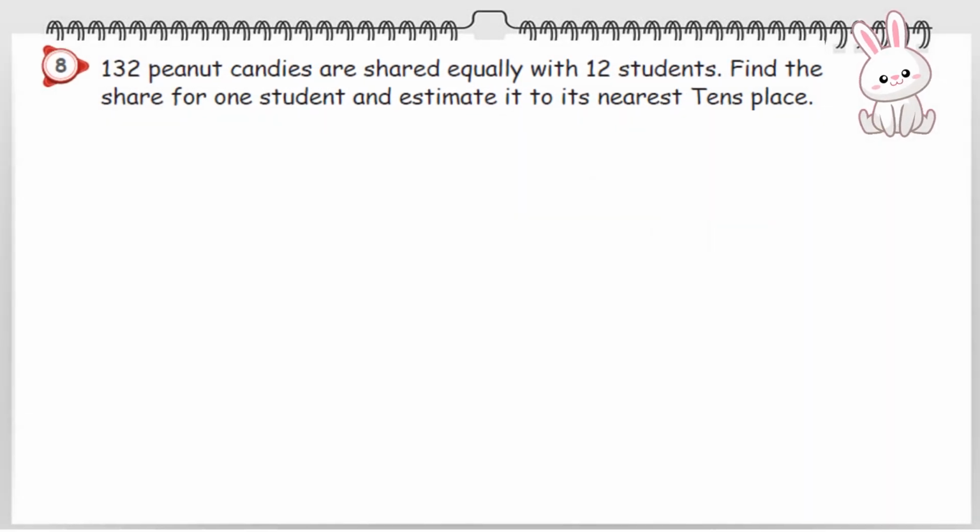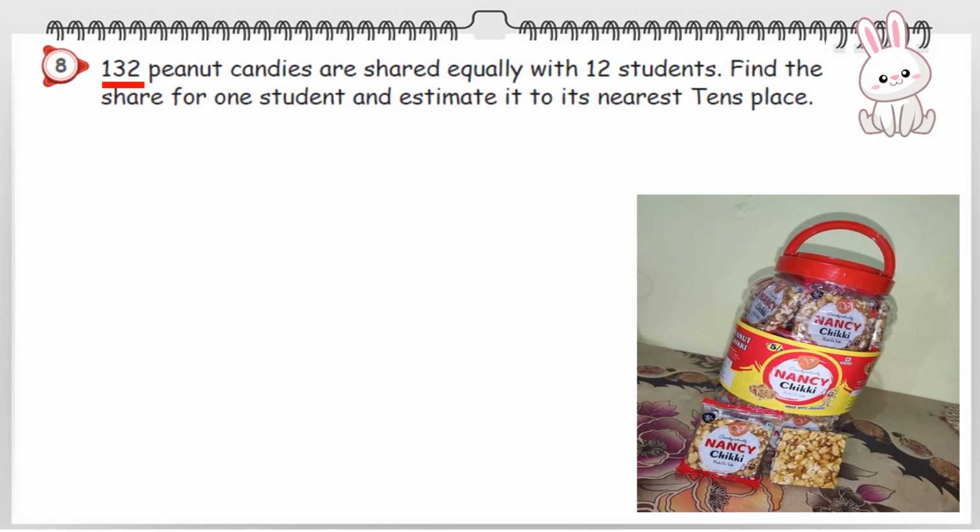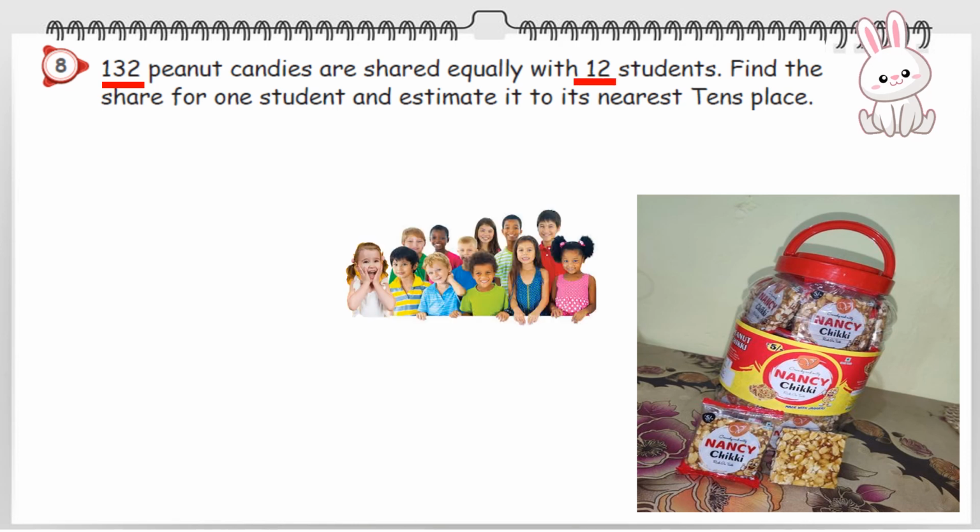Eighth sum, 132 peanut candies. So you all love it, I think. So you can eat daily also. It's very healthy and I love it. Okay. So eat healthy dishes and eat healthy snacks. So 132 peanut candies are shared equally with 12 students, right? Find the share for one student. Clear? And estimate it to its nearest 10th place.